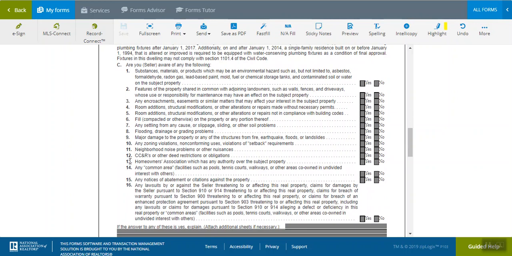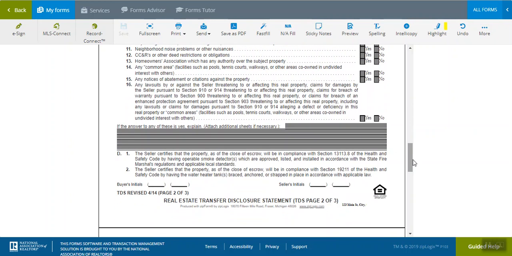Questions 12, 13, and 14 refer to CC&Rs and HOAs, and if the property is within an HOA, these need to be marked yes. Again, if any questions are marked yes, the seller needs to give an explanation. If the room provided on the TDS is not sufficient for the seller, they can attach an additional sheet for the explanation portion.